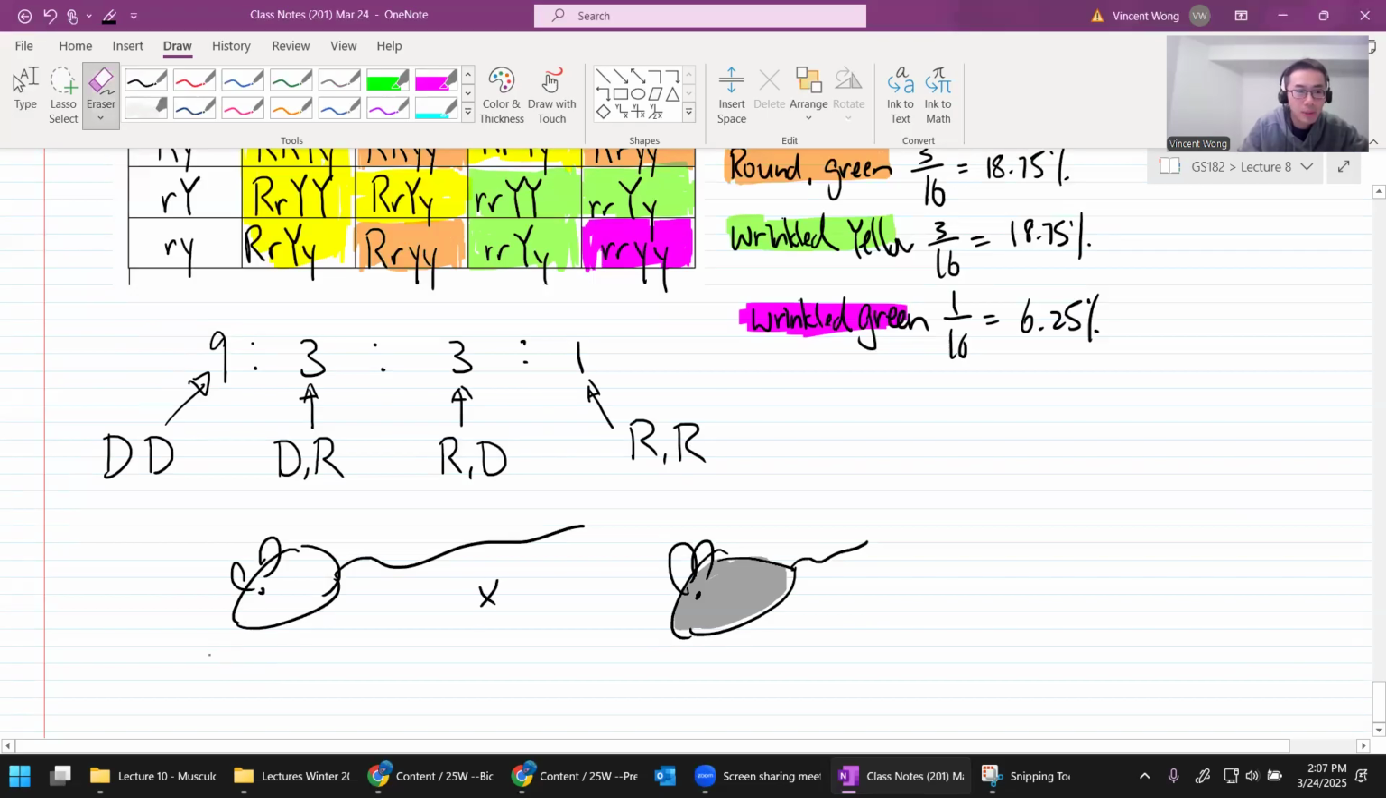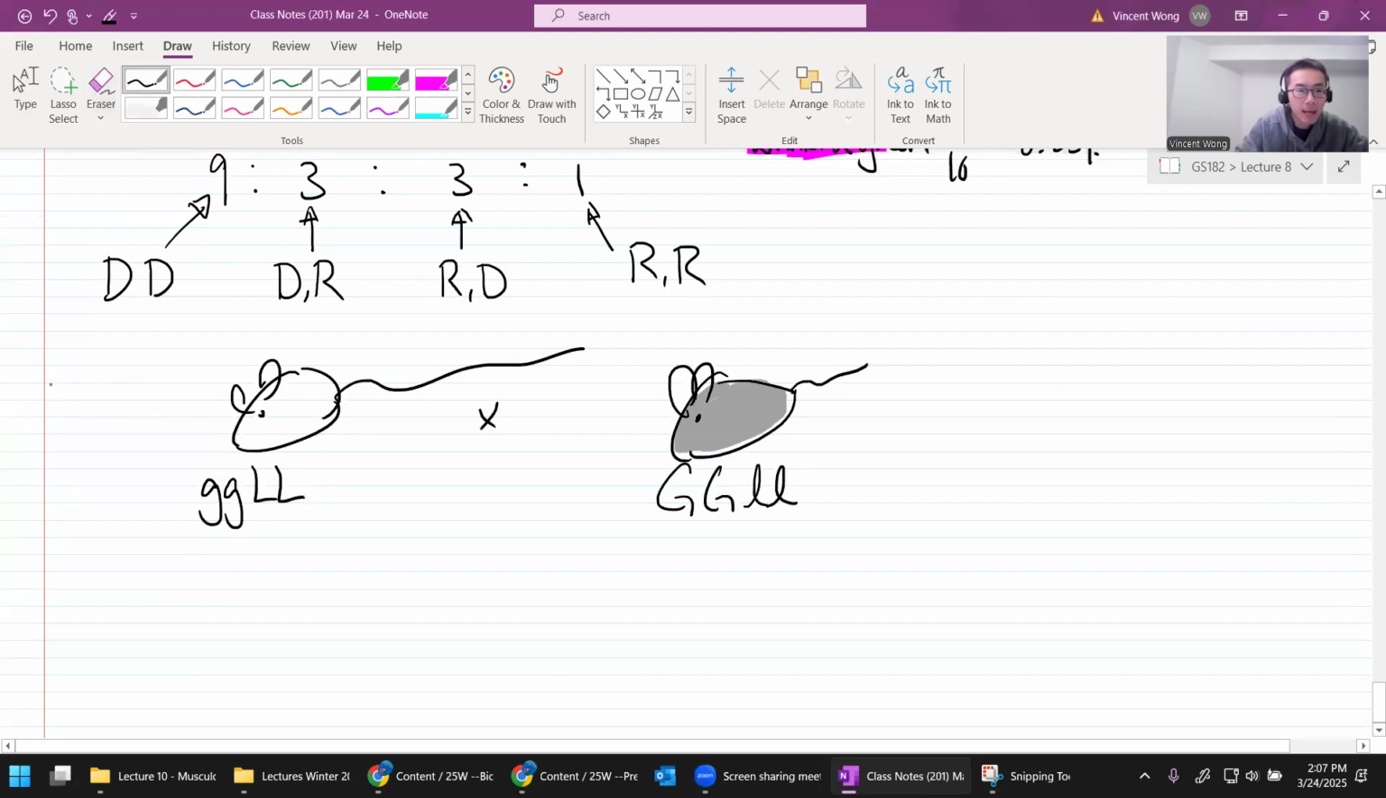Let's just say this one is little g, big L. Little g for white, big G for gray, big L for long tail, little L for short tail. So this is the parent generation, the P generation. Now, what do you think the F1 is going to be?